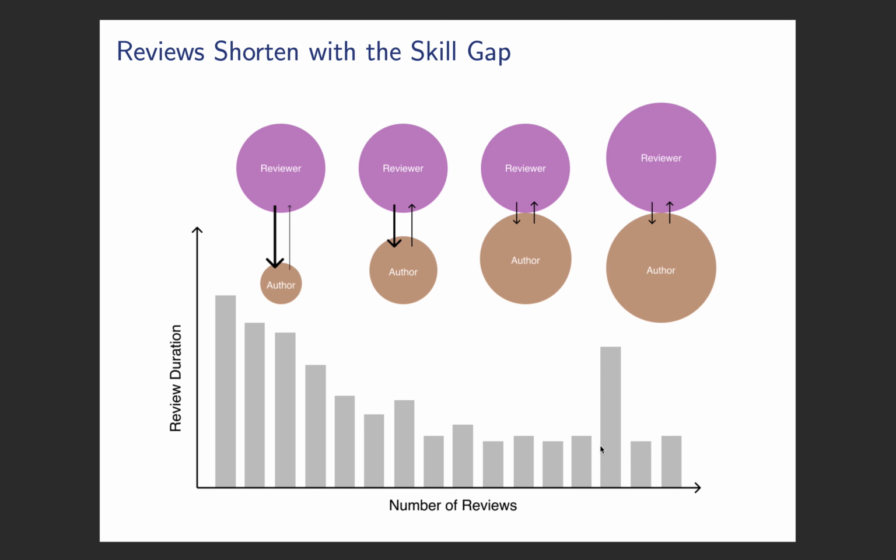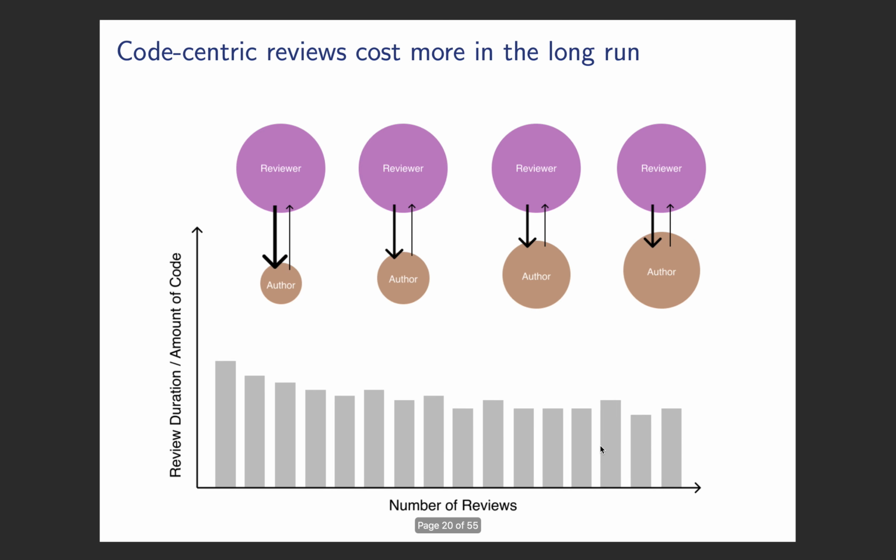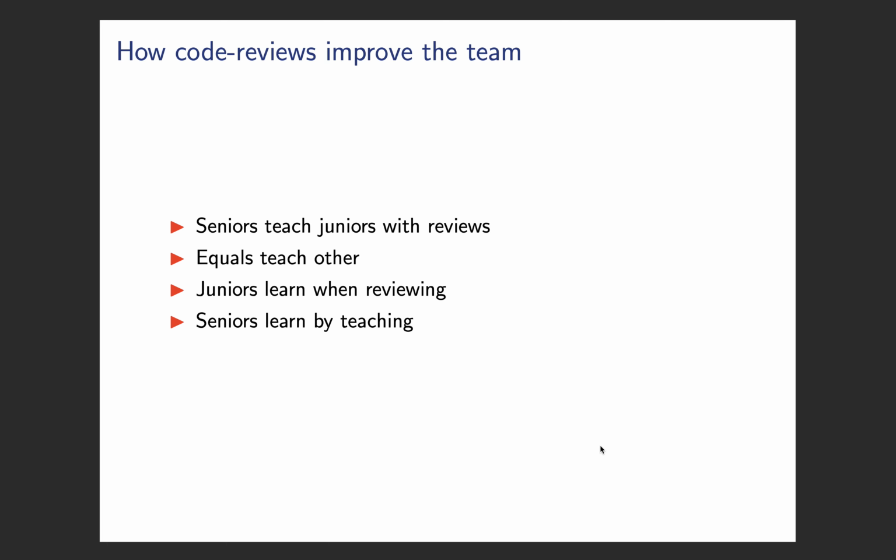Okay, so we've been talking a little bit about how seniors can teach juniors, again, using these terms with regard to a particular skill, not as a person holistically. So they can teach each other, equals can teach each other, but I think there's a couple other ways that code reviews can improve the team.